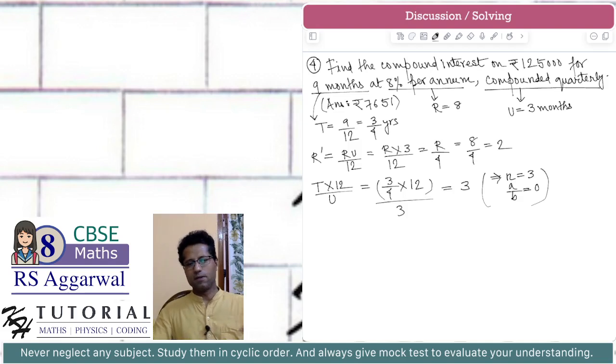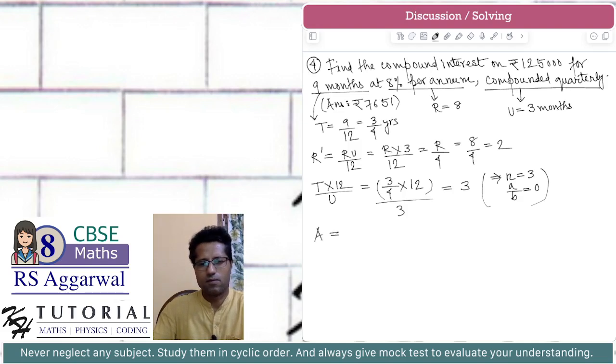Because T multiplied by 12 divided by U is coming to be 3, and we have to express 3 as a mixed fraction n and a by b. So definitely n is equal to 3, and the fraction part a by b is equal to 0. We have to find the compound interest. Okay, so let's find the amount.